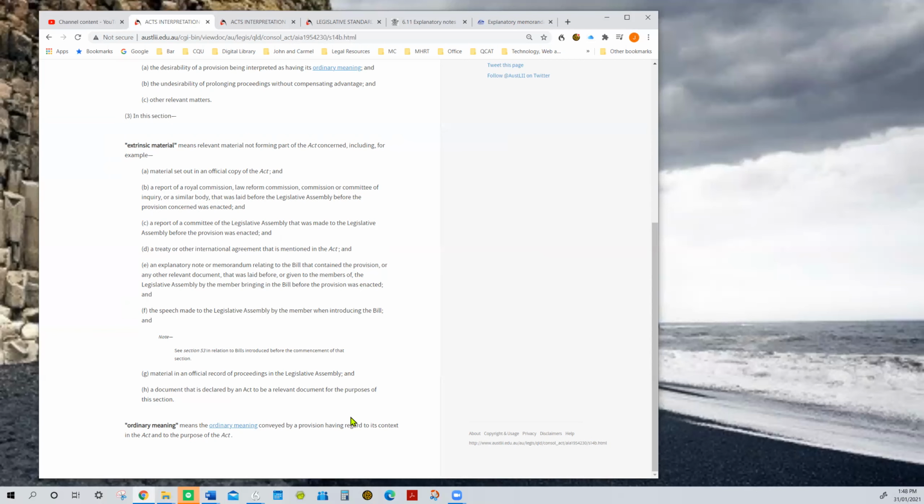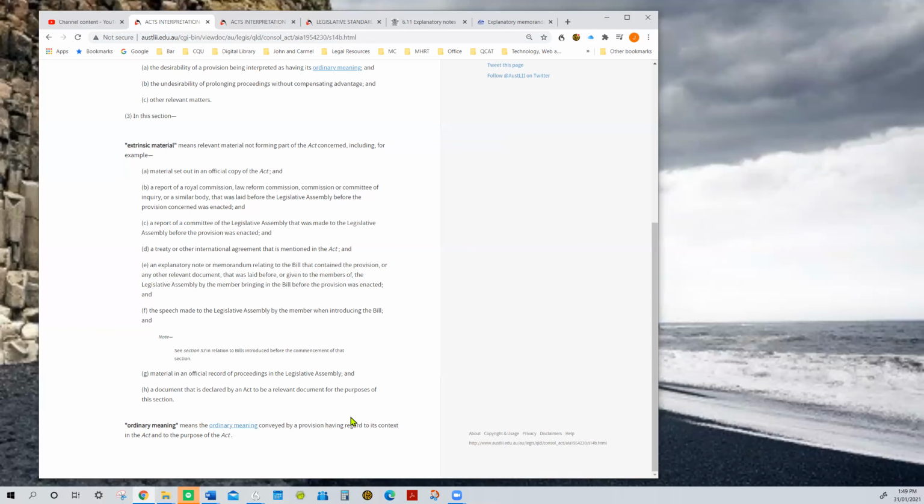Now, of the list, probably E and F are the most important. E, the explanatory note or memorandum. In the state parliament, we talk about mostly explanatory notes. Commonwealth, we normally talk about explanatory memorandum. Now, these things relate to a bill containing the provision given to the members of the parliament by the member bringing the bill before the parliament to explain what it's all about. And a speech, the second reading speech, is the one to look at by the member when introducing the bill. And then the official record of proceedings in Legislative Assembly, that's Hansard, is G, and any other documents.